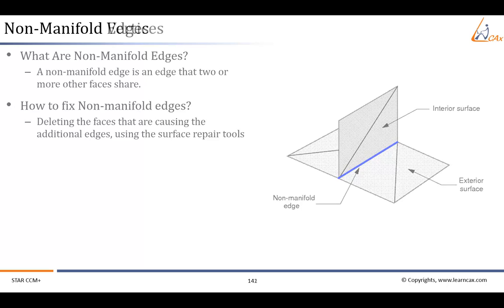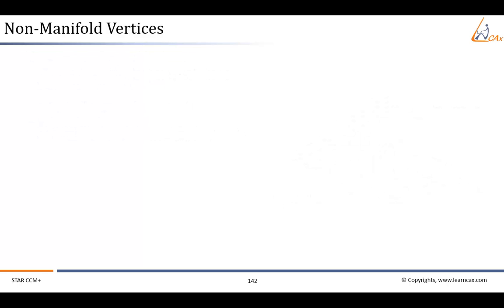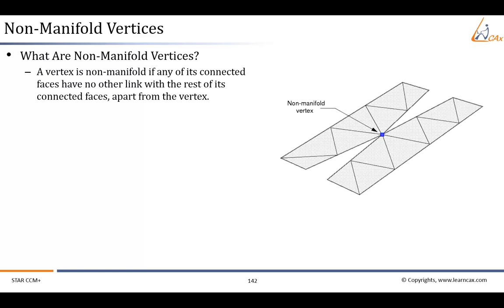Similar to non-manifold edges, we also have non-manifold vertices. What are non-manifold vertices? A vertex is non-manifold if any of its connected faces have no other link with the rest of its connected faces apart from the vertex. For example, the diagnostics identify a non-manifold vertex when one surface joins another at a single vertex.